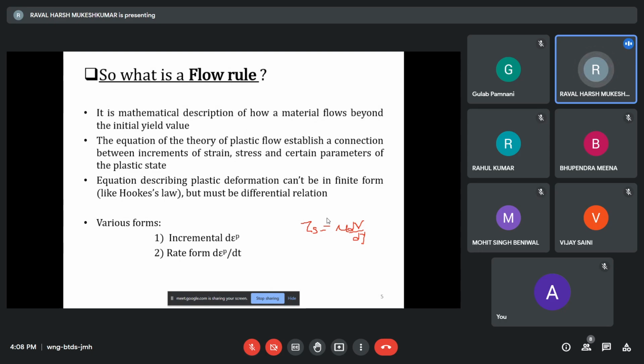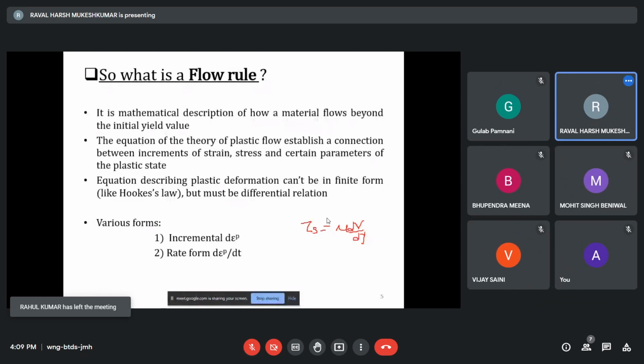So similarly, in solid mechanics, the law which describes the relation between the deformation, the plastic strain and the stress is known as the flow rule. It's basically a mathematical description of how a material flows beyond the initial yield value. Now this equation is basically a connection between the increment of stresses and certain parameters of plastic strain. Now sir, unlike Hooke's law, or the elastic stress-strain relationship, where stress sigma is equal to E times epsilon, where epsilon and strain are in absolute form, in the plastic region we can't define it in finite form, so we must use the differential relation. So flow rules are given in two forms. First one is incremental form, and the second one is rate form.